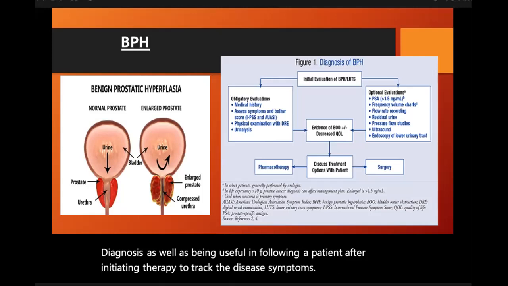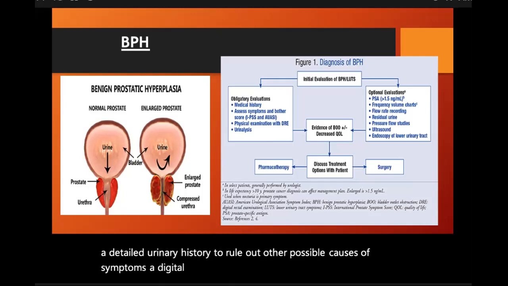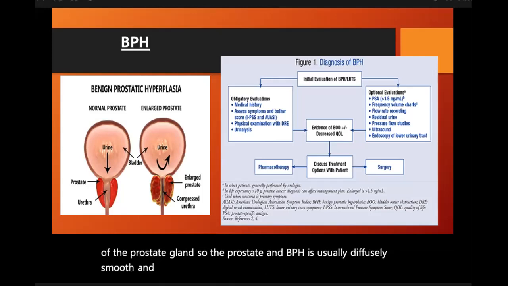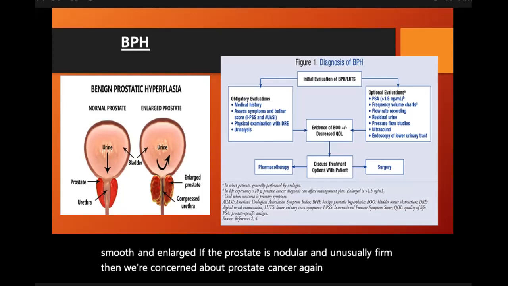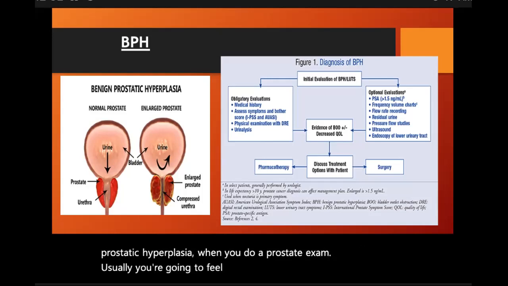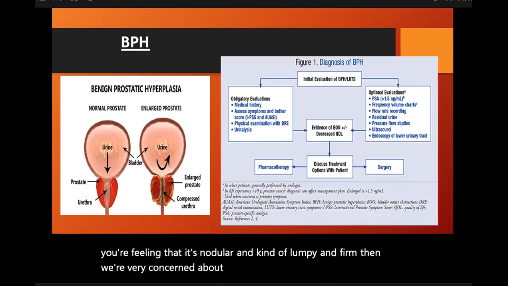Of course, in addition to this questionnaire, you're going to be doing a detailed urinary history to rule out other possible causes of symptoms. A digital rectal exam is done to determine enlargement of the prostate gland. So the prostate in BPH is usually diffusely smooth and enlarged. If the prostate is nodular and unusually firm, then we're concerned about prostate cancer. Again, in benign prostatic hyperplasia, when you do a prostate exam, usually you're going to feel the prostate is smooth and enlarged. If you're feeling that it's nodular and kind of lumpy and firm, then we're very concerned about prostate cancer. So that's when you need to make your referral.